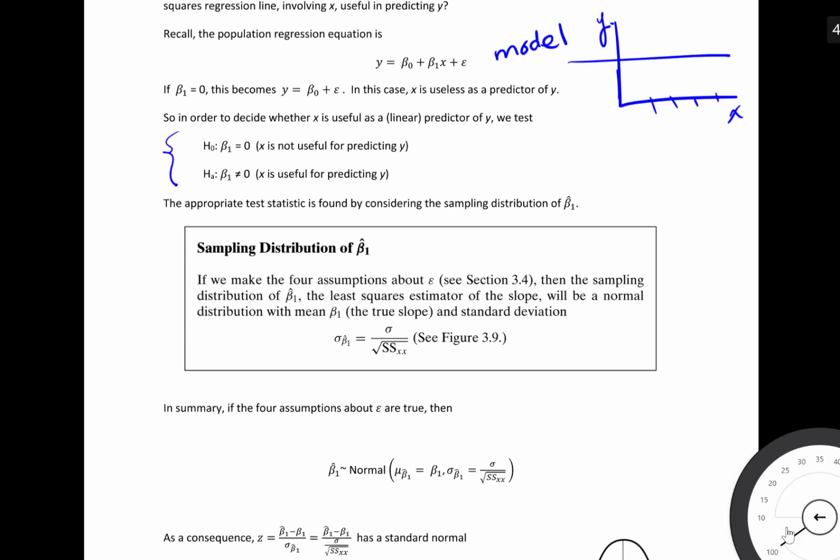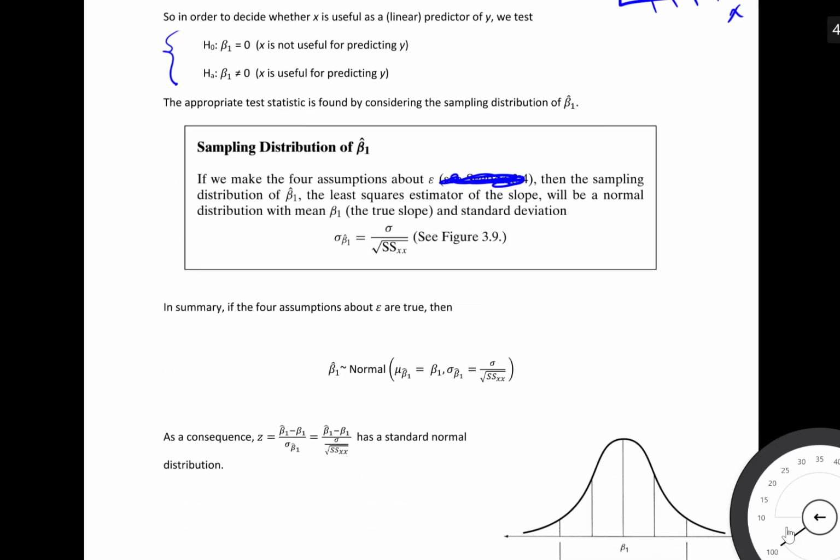And so it ends up, if we make those assumptions about epsilon that we saw previously, then the sampling distribution of beta hat 1, that least squares estimate of the slope, will be a normal distribution with mean beta 1 and have the following standard deviation. So in summary, if those 4 assumptions about epsilon are true, we get the following distribution for beta 1.